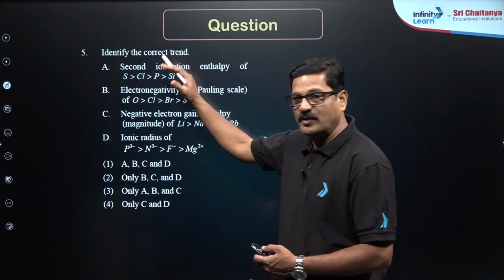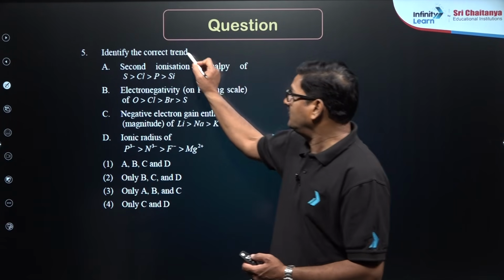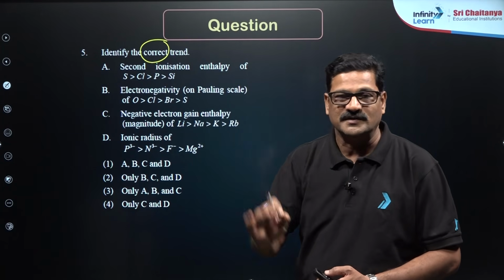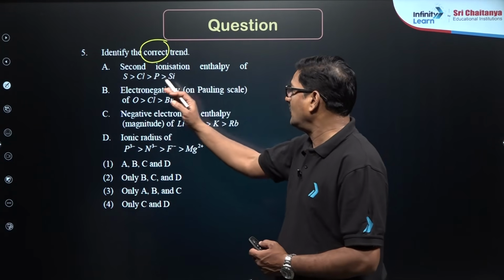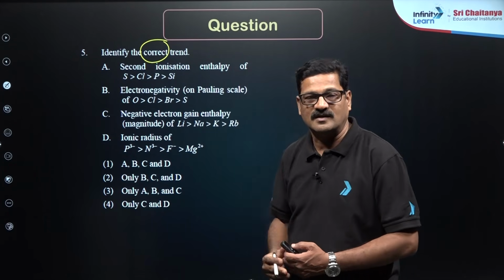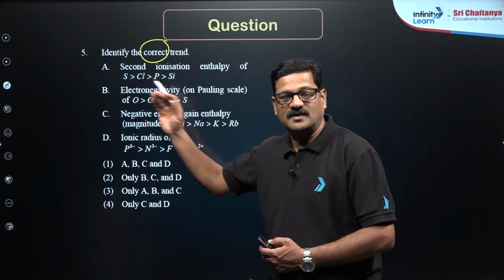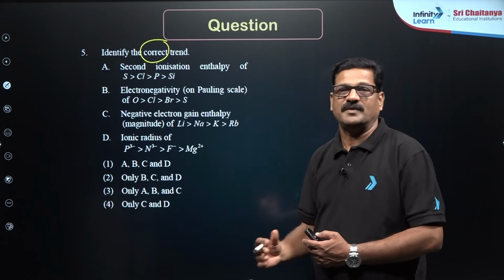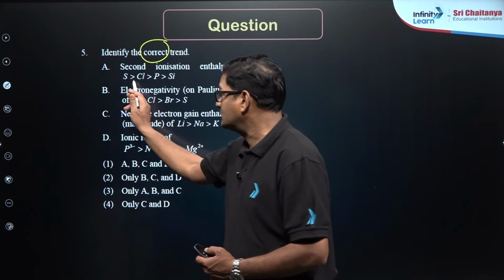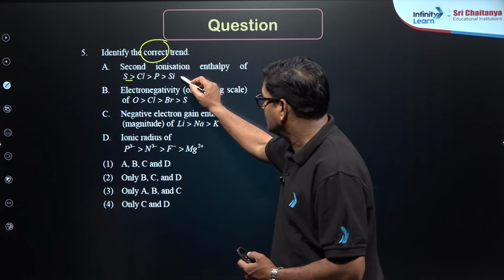Students, here is a question on p-block elements related to the general order. Identify the correct trend. You have to pick whether each is correct or incorrect before we solve the question. Second ionization energy of sulfur is greater than chlorine, which is greater than phosphorus, which is greater than silicon. Sulfur is 3s2 3p4. When 1 electron is lost, it becomes 3p3, a half-filled electron configuration, so sulfur is going to have the stronger second ionization energy. So that is correct.